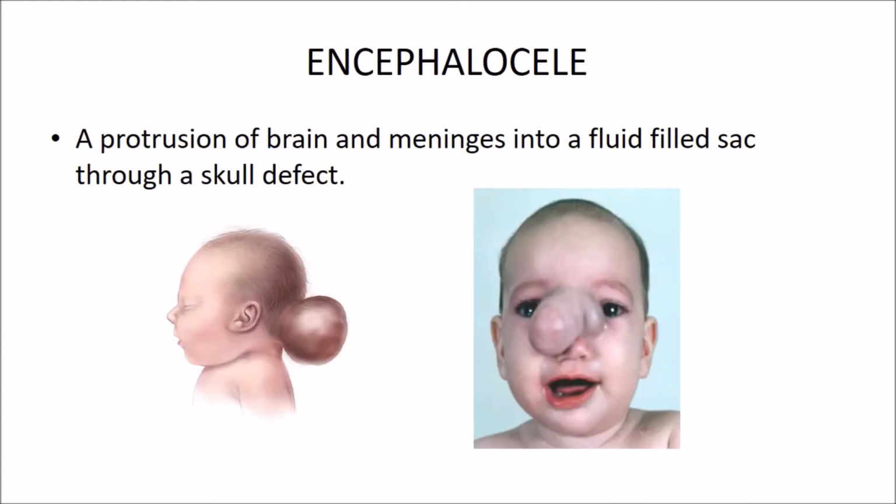Then encephalocele, there will be protrusion of the brain and meninges into a fluid-filled sac through a skull defect. There are generally different types of encephalocele, and the common one is the occipital encephalocele, and then there can be the frontal encephalocele, which is also called the frontonasal encephalocele.